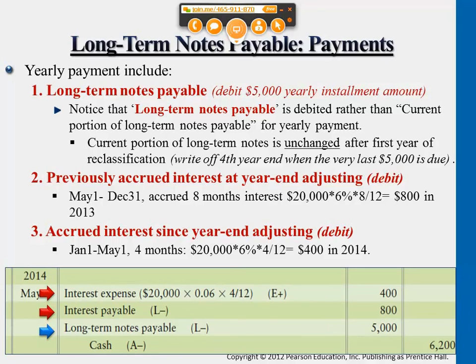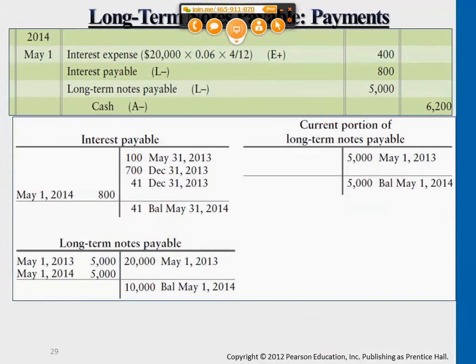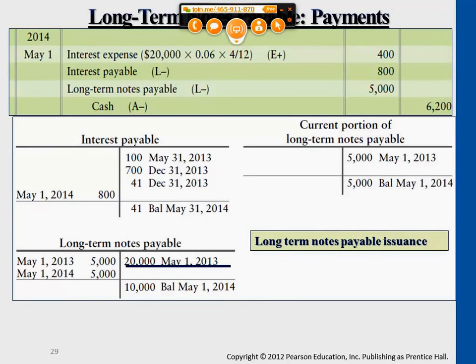Okay, now these are the journal entries. Let's take a look at how it looks in T accounts. So the same problem, if we represent it under T accounts, this entry is exactly the same as the previous slide. Remember the 400, 800, 5,000, 6,200. You see we opened up 3 T accounts here. First one, right-hand side, long-term notes.